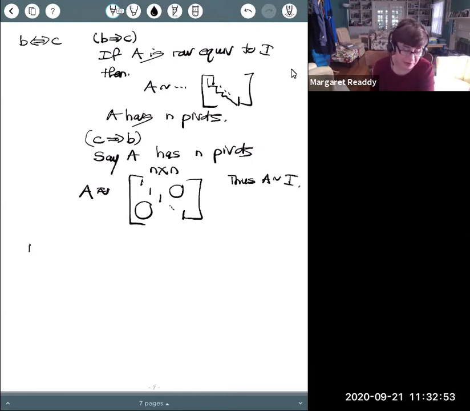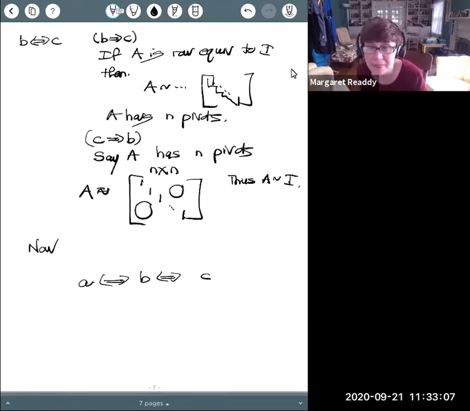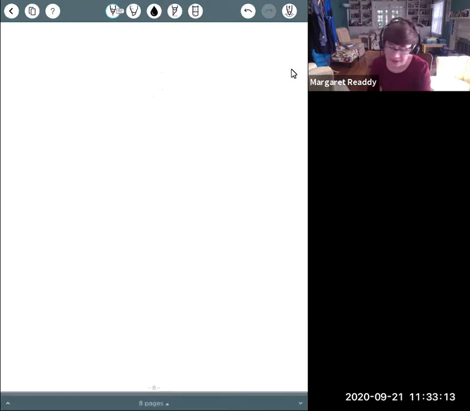So at this point, we actually know that the first three statements are the same: being invertible is the same thing as being row equivalent to the identity, which is the same thing as having n pivots. Any questions on any of that? Is everybody with me? Okay, super. Next, let's show G, H, and I are the same. So G, H, and I.